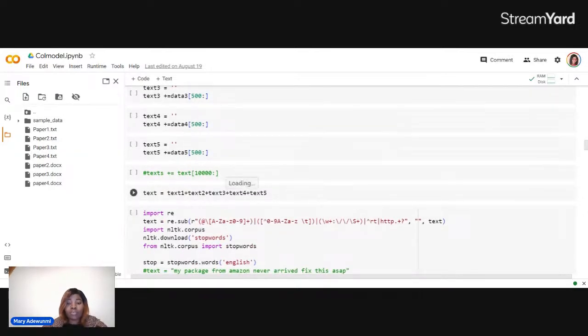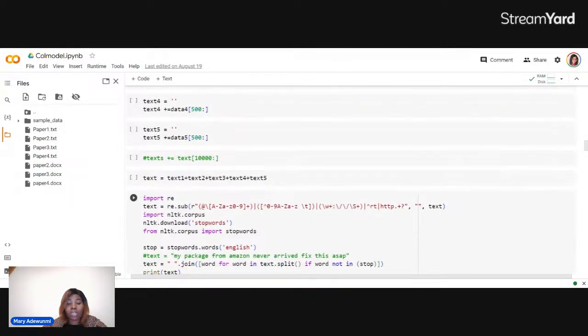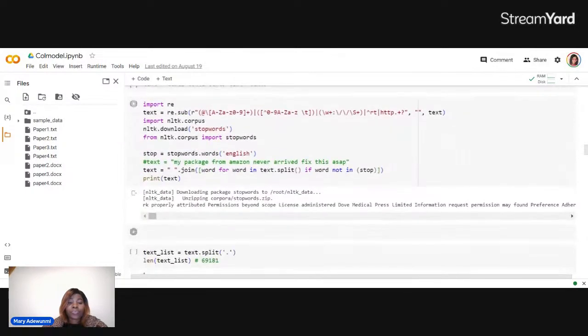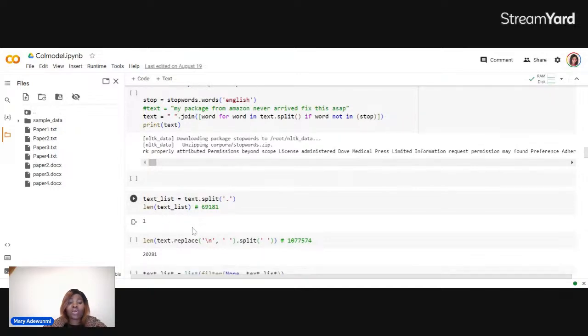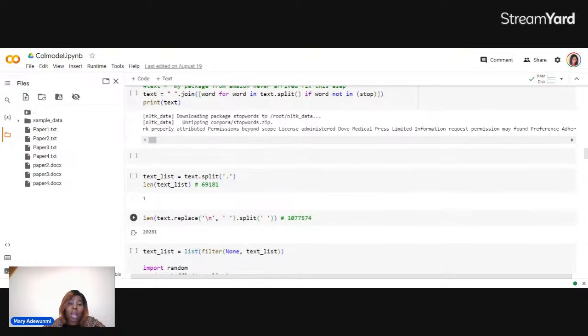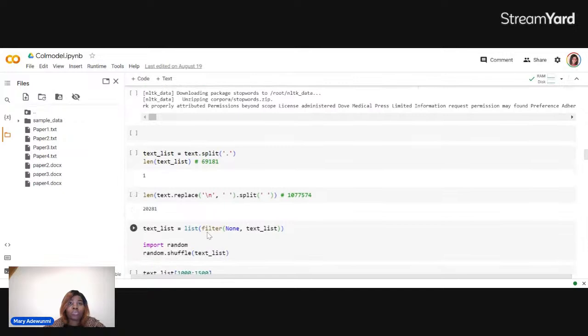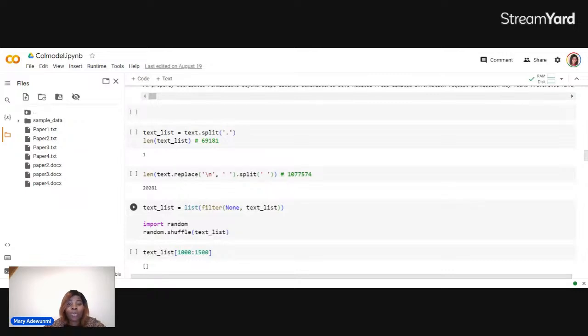When I combined them together, I used NLTK to remove stopwords, and then split the data. You can see the 6918 words of text inside the data. I then replaced all the new lines with null so that the text can be close together, because it works with text.